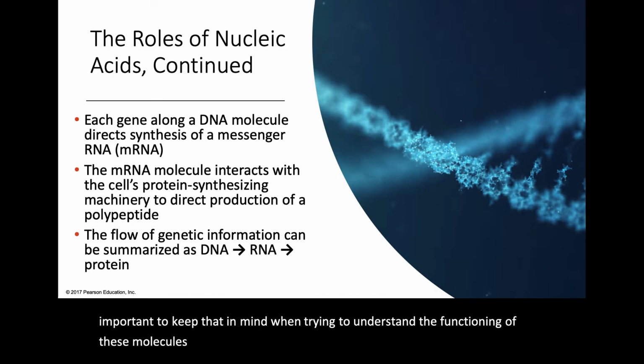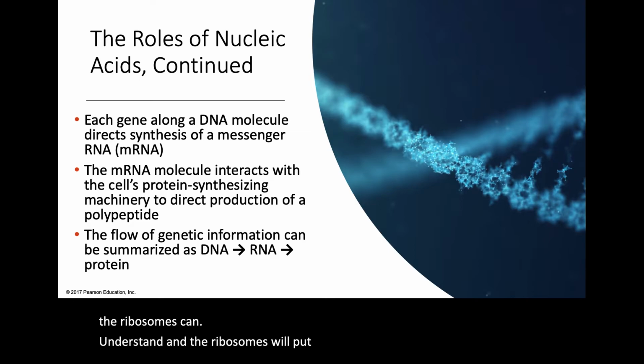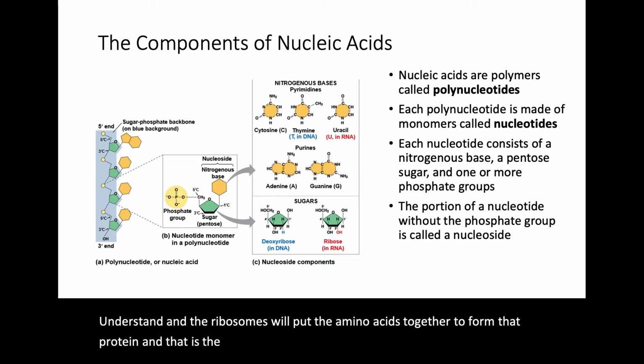DNA is the original one. RNA is another kind of nucleic acid that the ribosomes can understand, and the ribosomes will put the amino acids together to form that protein. And that is the flow of genetic information.